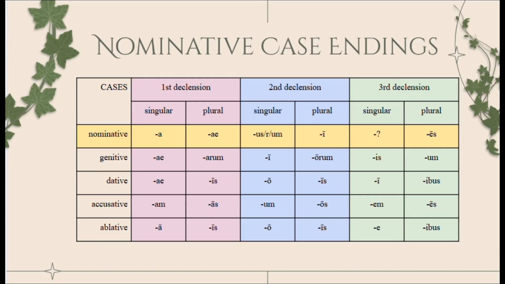In the third declension, it could be anything, and you'll just memorize it in your vocabulary and memorize the word, you'll know what the nominative form is, and then it'll end in es for the plural. Okay, so let's do some subject identification practice.